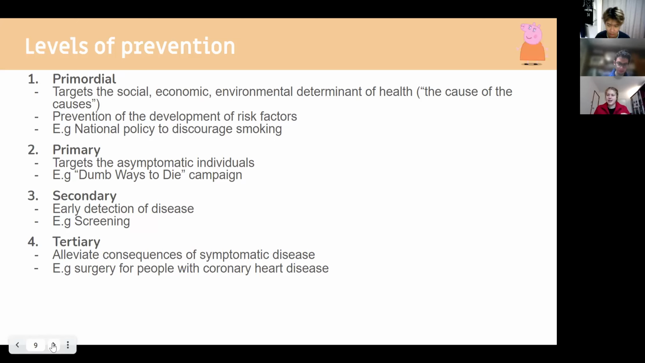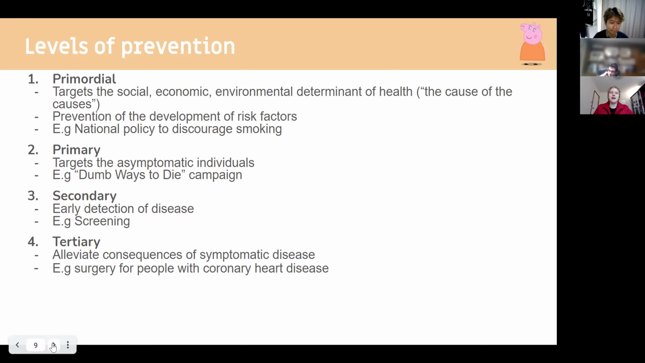Lastly, levels of prevention. These are about ways we can prevent diseases. Primordial is the first one. So it's the very first level of prevention, the very, very fundamental, beginning of beginnings. Primordial prevention refers to the social, economic, or environmental determinants of health. So for instance, a primordial prevention would be the government building more parks. That means people will exercise more. That prevents the chances of obesity. So very, very broad.